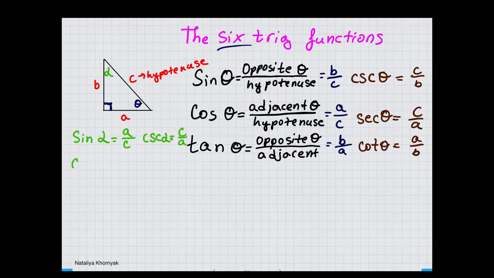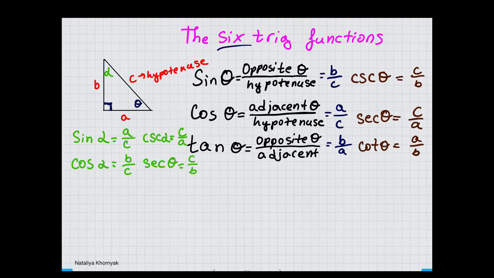Then we have cosine of alpha. Sine, cosine, and tangent are the most important ones. So cosine of alpha will be the adjacent side, which is touching alpha, is b. I'm going to divide it by hypotenuse c. Once you know what cosine is, you can do the reciprocal, which is secant alpha. And this will be c divided by b.